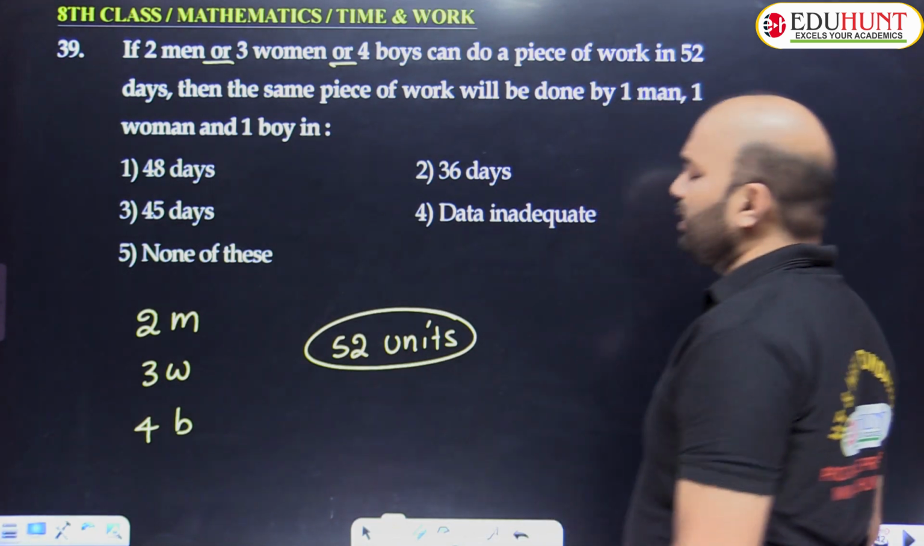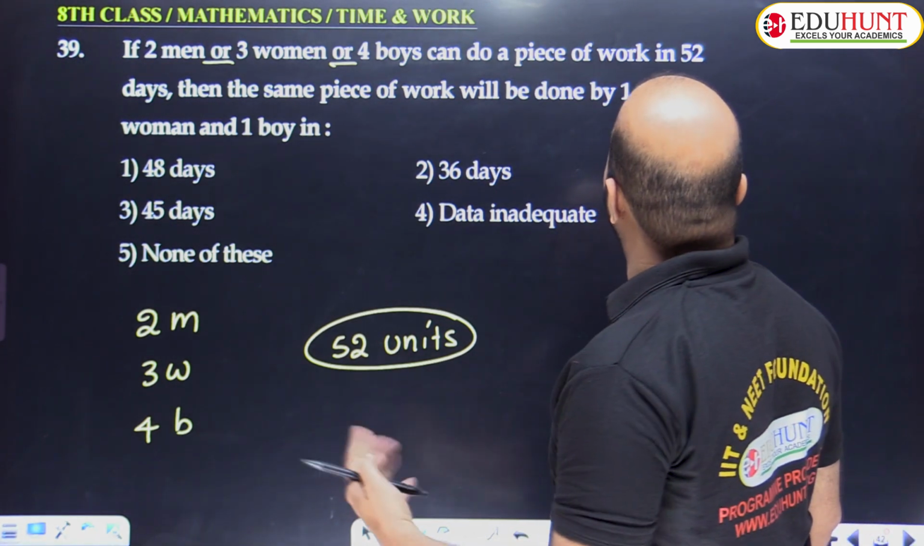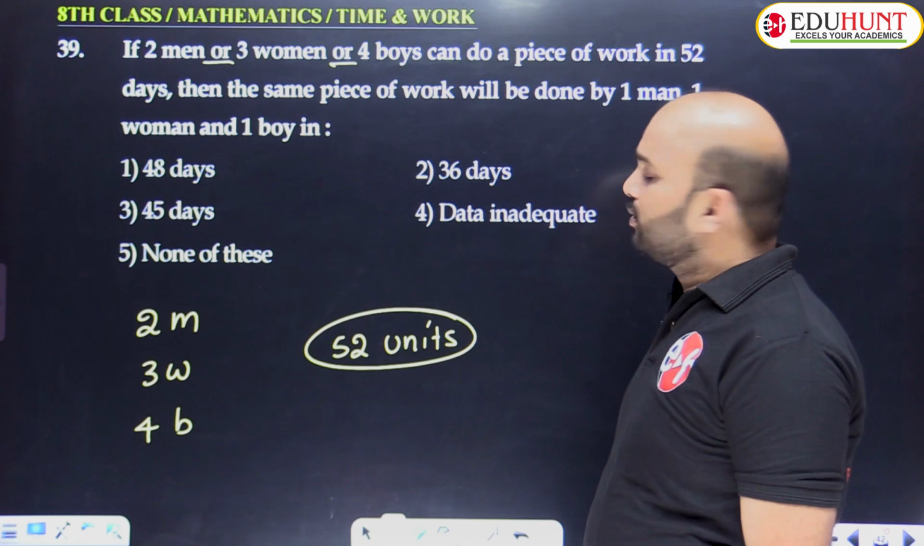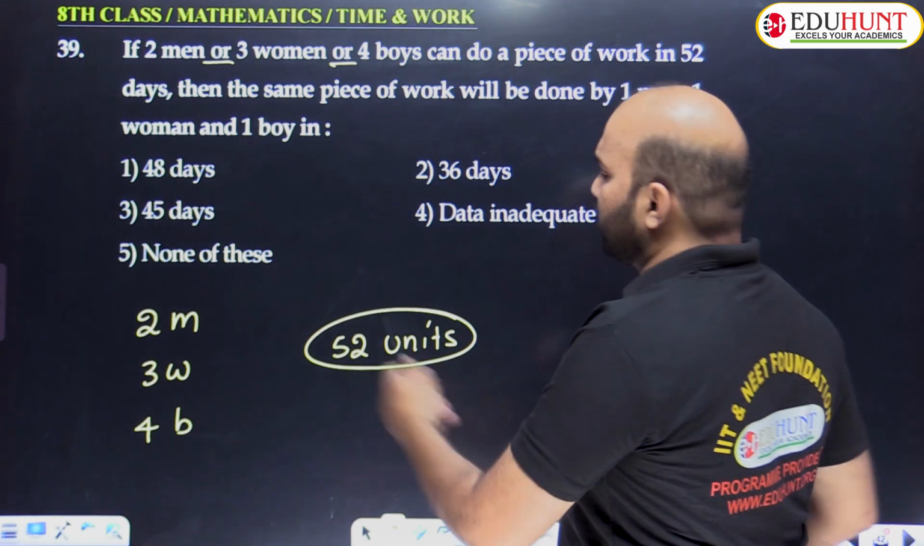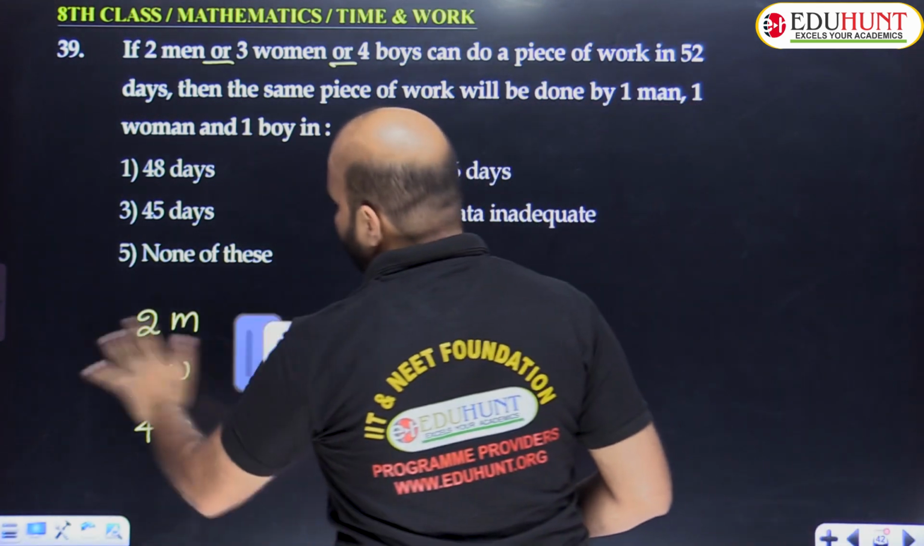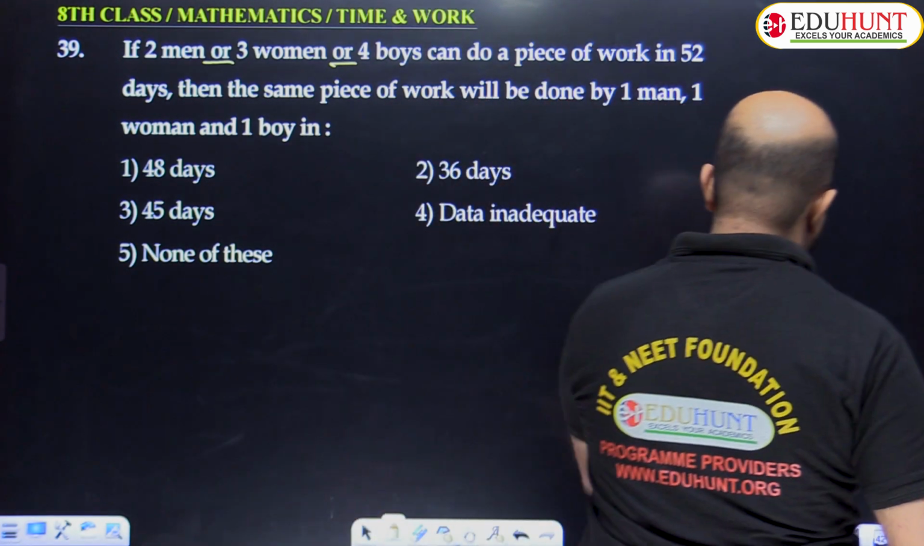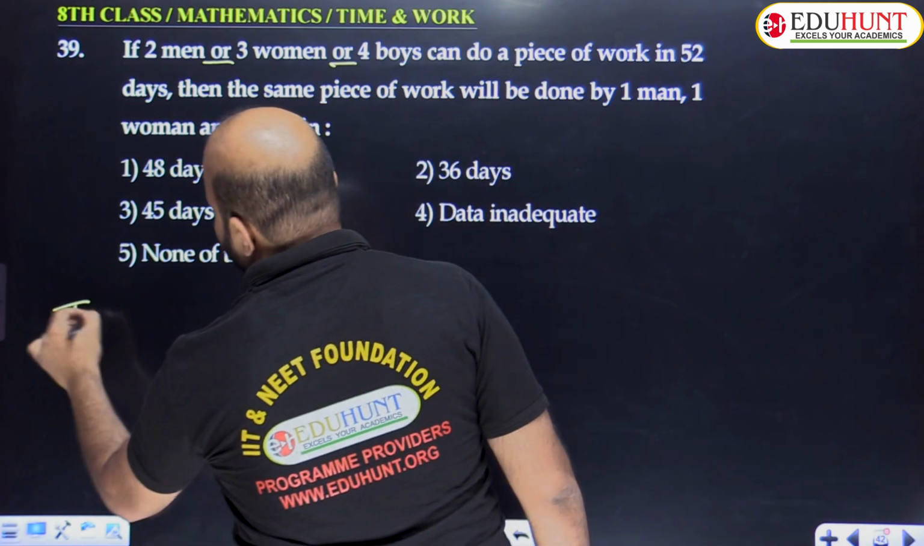That means in each one day, how much work can be completed by 2 men? 1 unit of work. Am I clear? So that is the units method. Before that, I have to explain the traditional method. So what is the traditional method?